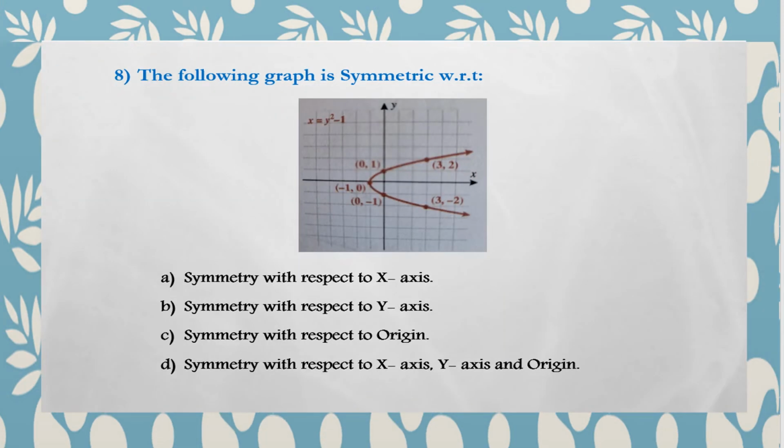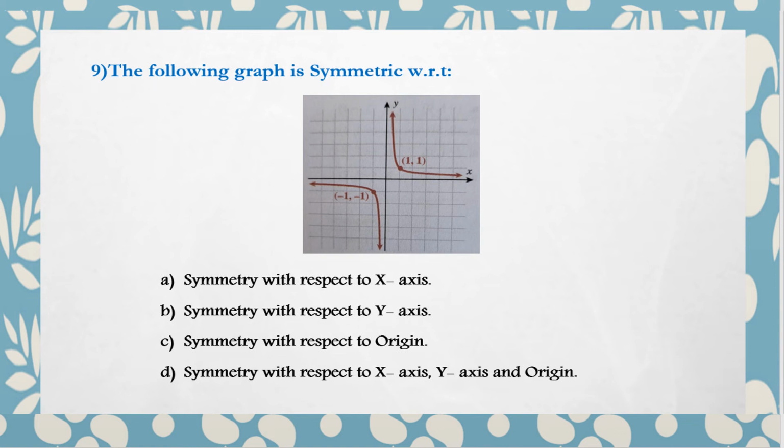Again, for this graph, we can take different points, and here for this point, which is 3 and 2, we can look for the opposite value of these points, and we can find 3 and minus 2, and this means that this graph is symmetric with respect to the x-axis, and the correct answer is A.